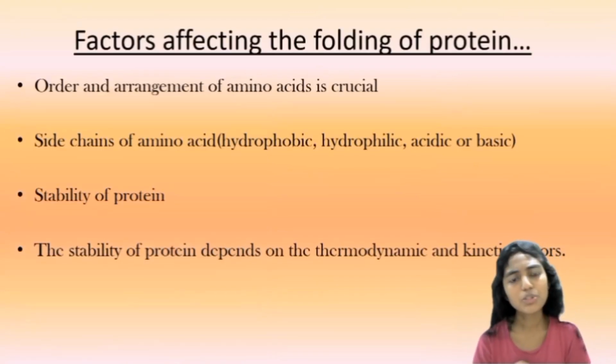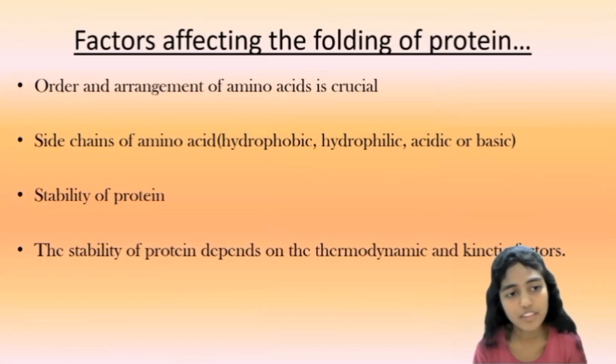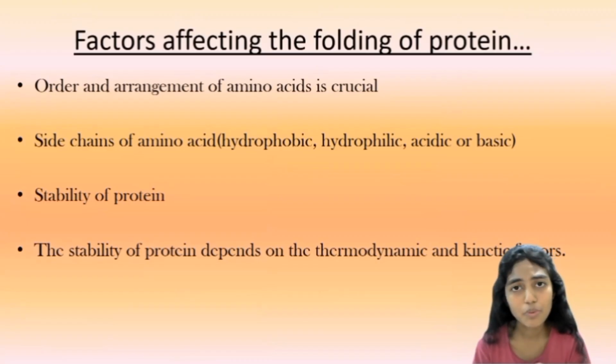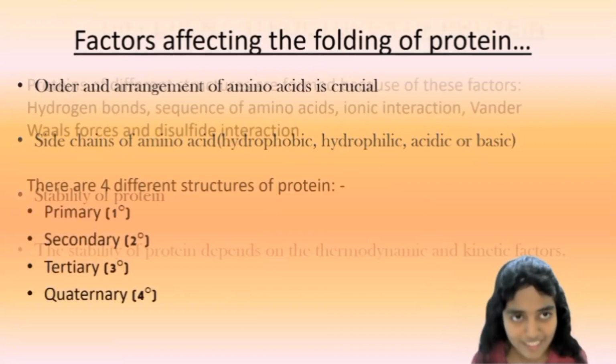What are the factors that affect the folding of protein? The order and the arrangement of amino acids is very crucial. Then the side chains of amino acids, as I said, are different. They can be hydrophobic, hydrophilic, acidic, basic, that depends on that. The stability of protein will also influence the folding of protein. If it's not stable, what's the point? The stability of protein also depends on the physical factors, which are the thermodynamic and kinetic factors.